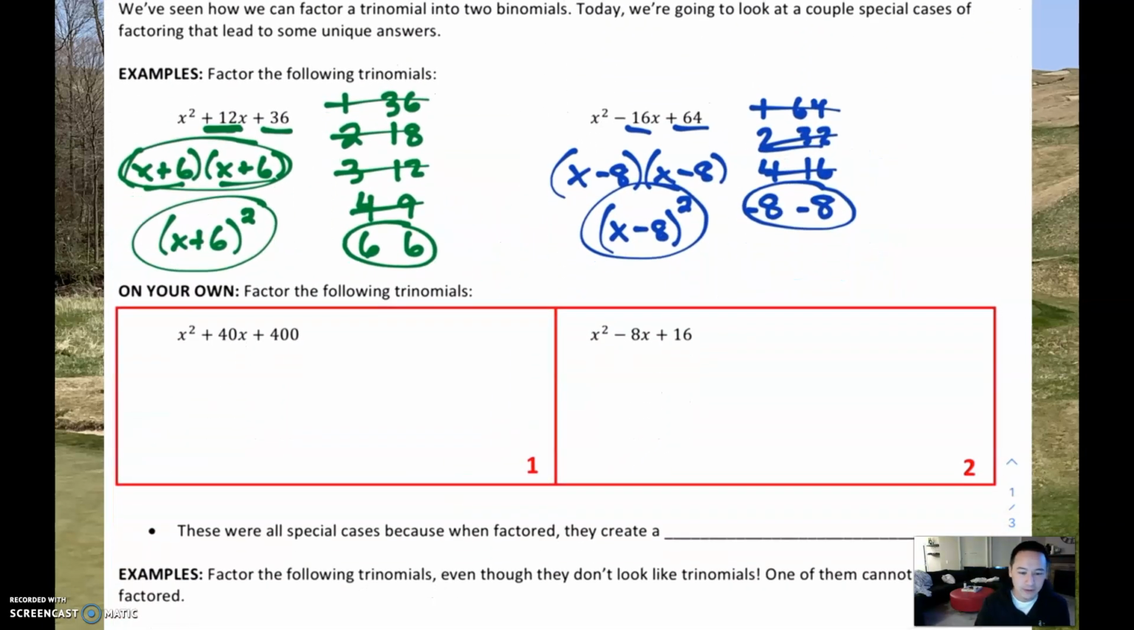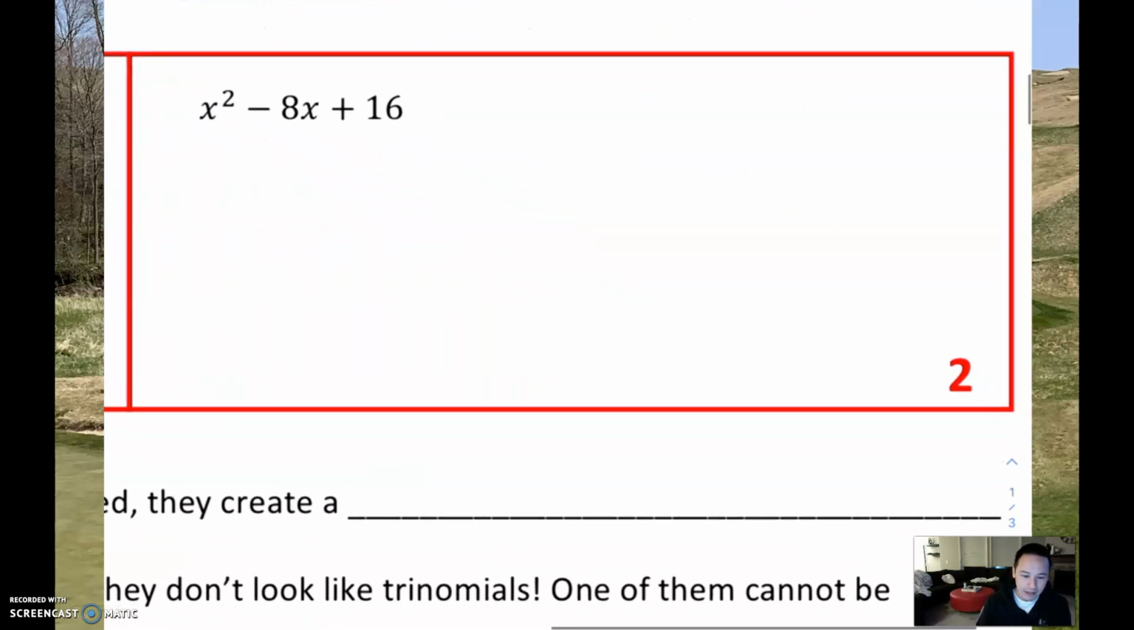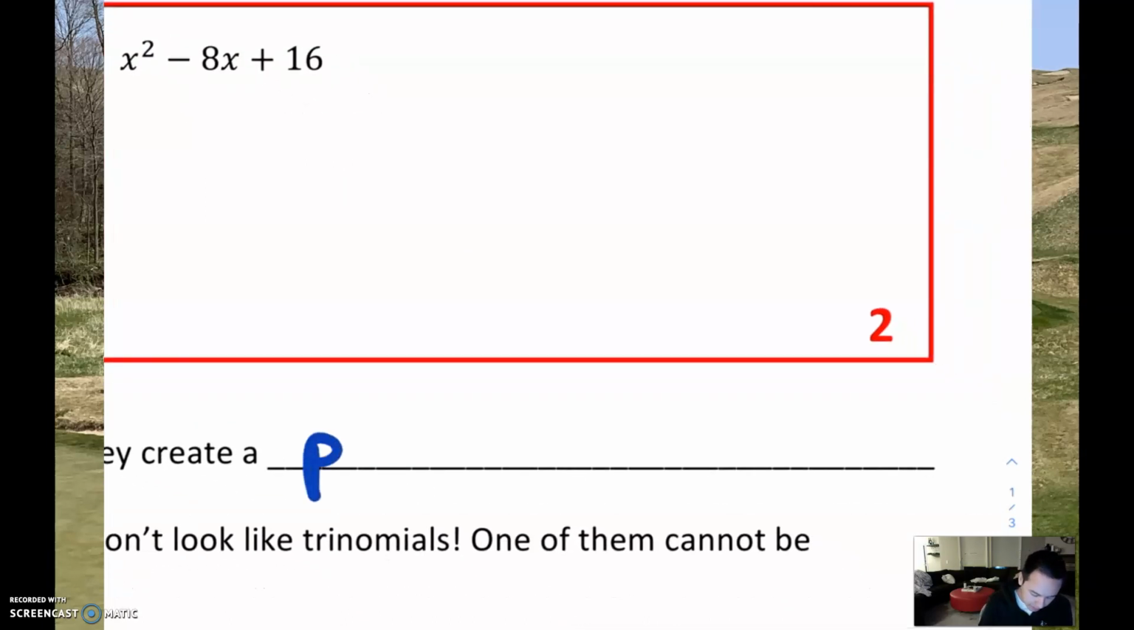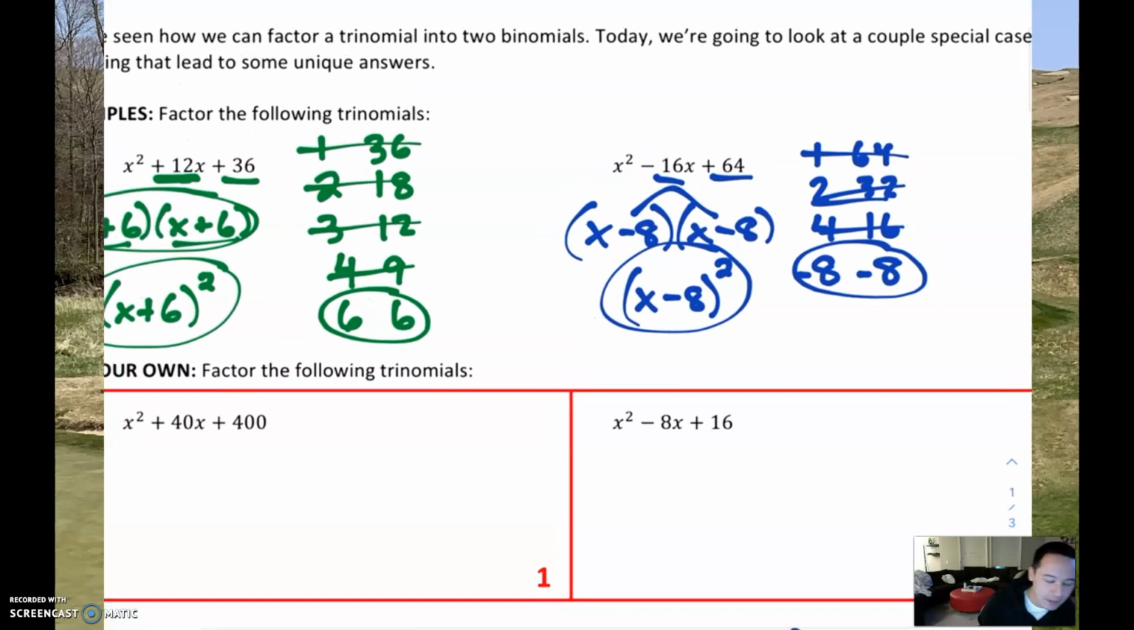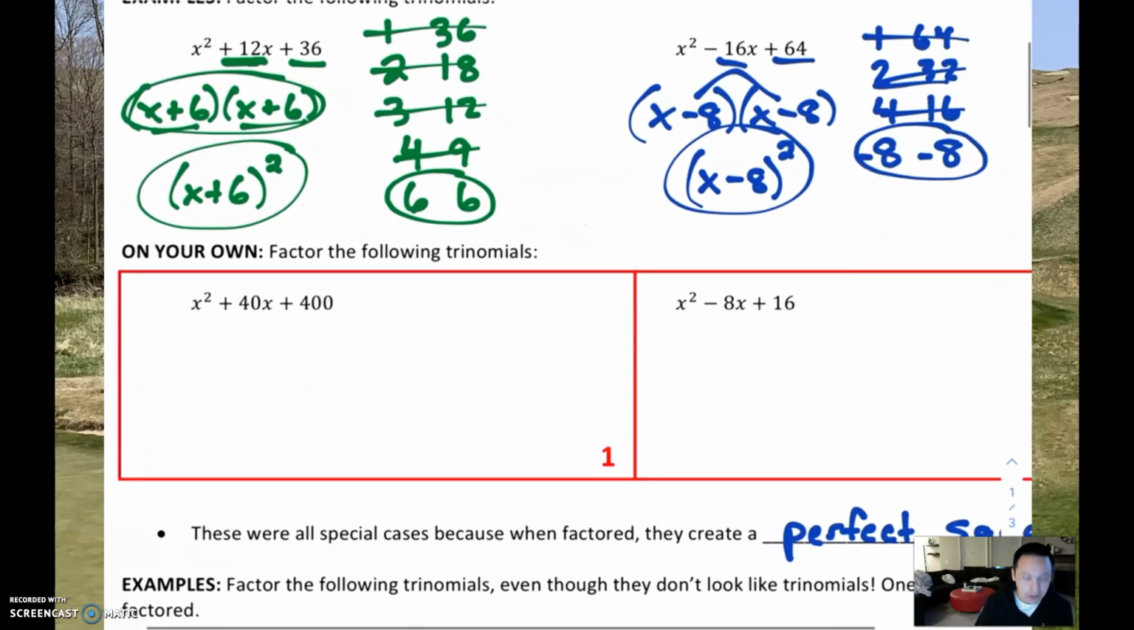One thing I want to point out, these special cases, the reason they're a special case is when they're factored, they create what's called a perfect square. In this case, a perfect square means you have something that is being multiplied by itself 2 times. So you have the exact same thing multiplied by itself twice. That's why it's a perfect square. Go ahead and try the next 2 on your own. Hopefully they're pretty harmless for you. Pause the video here. When you're done, come on back and we'll look at one more special case.